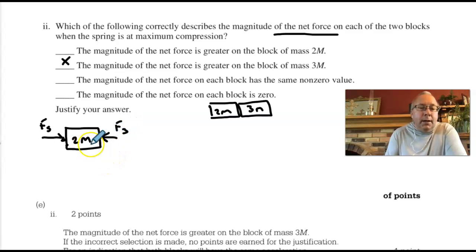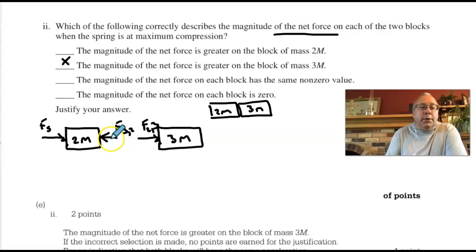Now on block 3m, the only thing that's going to be touching it is the force from block 2 on block 3. Well, the force of block 3 on 2 and the force of block 2 on 3 are equal and opposite. So when you realize which one's going to have the greater net force, in terms of the acceleration, both of them have to have the same acceleration because they're in contact with each other. So A has to be the same.